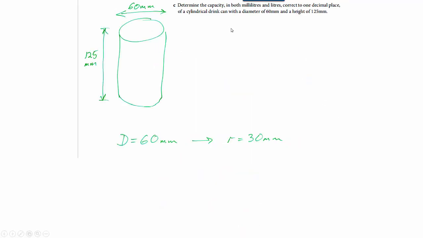Okay, third example. In this case, we're going to mix in some capacity. We want to work out the capacity in both milliliters and litres, correct to 1 decimal place, of our cylindrical drink can. Now, there's a couple of little hooks here. The first one is we've got a diameter of 60 millimeters, which is the distance all the way across. And we know when we're working out volumes of cylinders, we need the radius, so we need to halve that to get 30 millimeters.